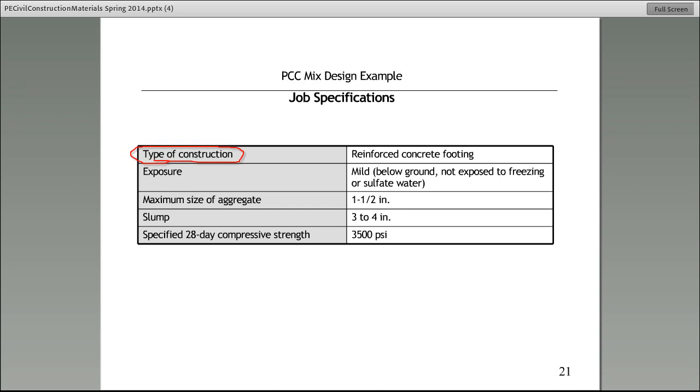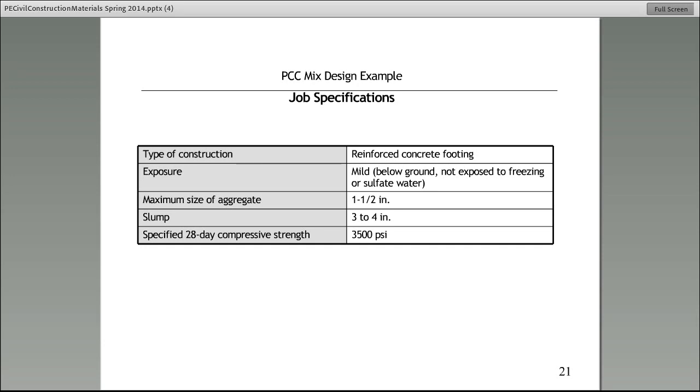So, type of construction. What are you going to be using this for? In this case, it's a reinforced concrete footing. So the concrete that you and I are going to design together right now is going to be used for a concrete footing.